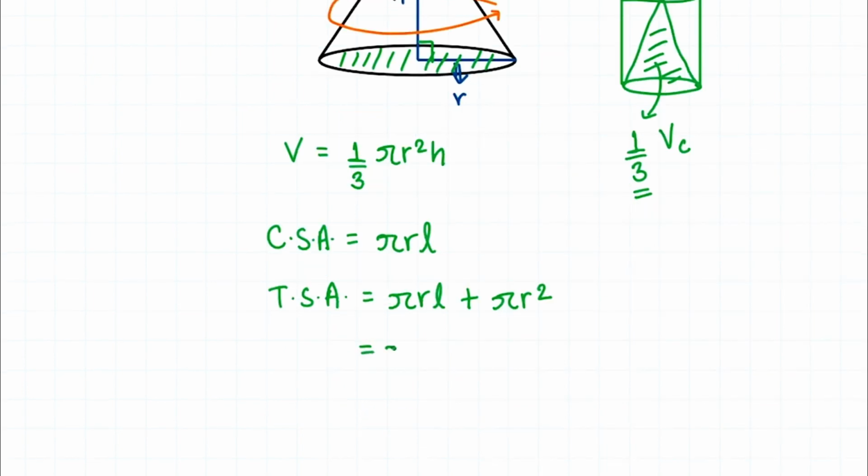Now, if you take the pi r common, you get pi r bracket L plus r remaining here. And people usually write this as pi r bracket r plus L instead of L plus r. It's the same thing, okay? It's just that this formula is more famous than that one, okay? But both of them are correct. So that's our formula for total surface area of our cone. And these are all the formulas that you need to learn to solve problems related to cone.